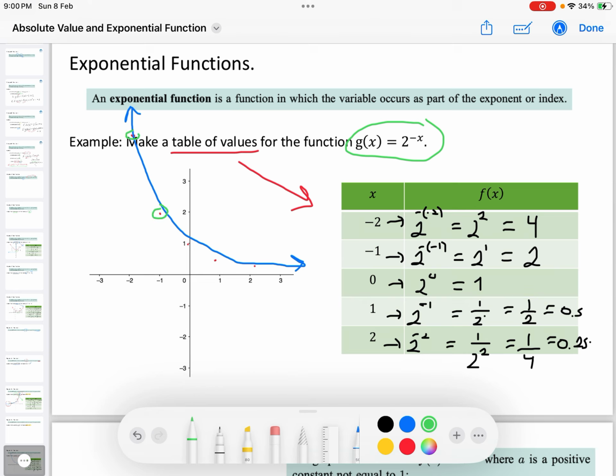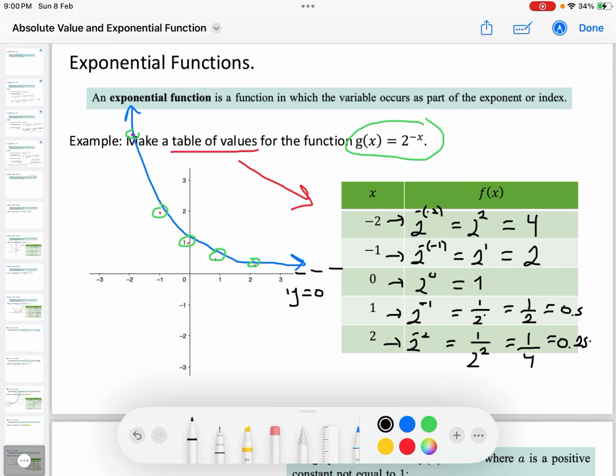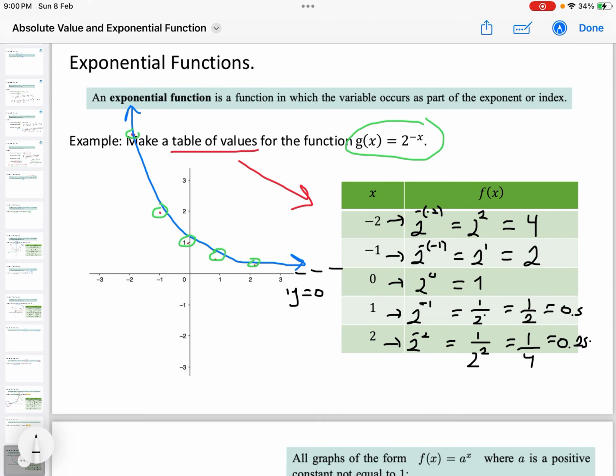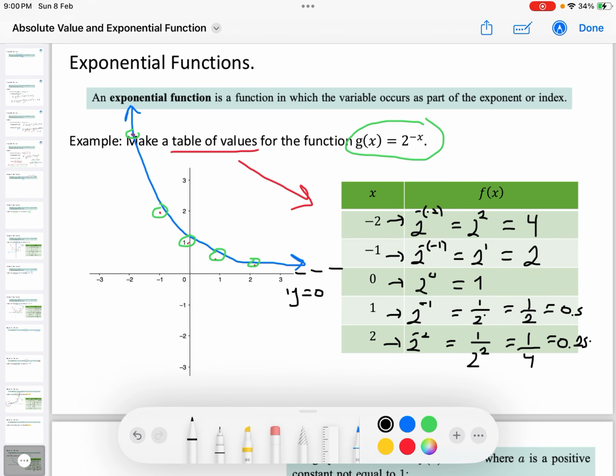Okay, so we have the little points here. Those are the points that we're using from the table. And we have an asymptote here, and the function is going closer to y equals 0. Okay, so differences. Take a look at what we have on the left side.